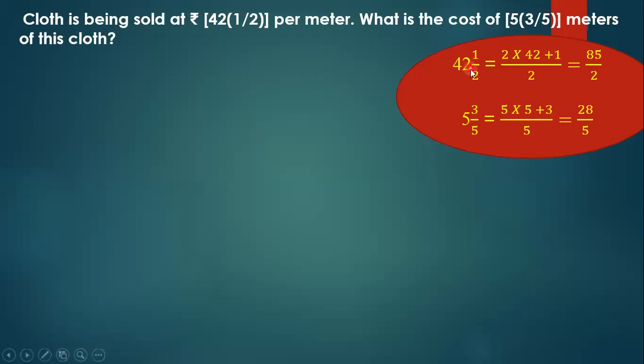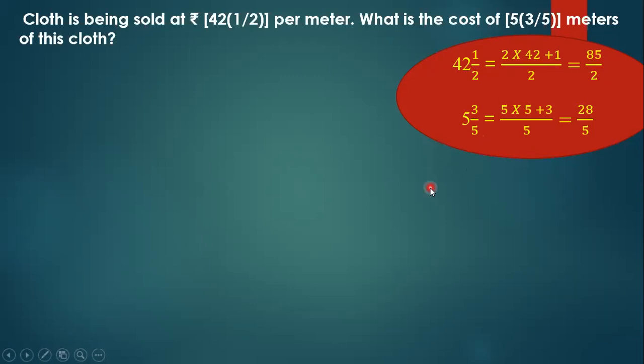As soon as you spot a mixed fraction in the question, make sure you first convert it into an improper fraction. Children, here you can see 2 multiplied by 42 gives us 84, plus 1 gives us 85 by 2. If you follow my pointer, you would see that to convert mixed fractions to improper, a cycle is always followed. Like 5 multiplied by 5, 25, plus 3 gives us 28, 28 by 5. Now it is said that the cost for 1 meter is this much. What would be the cost of this much cloth?